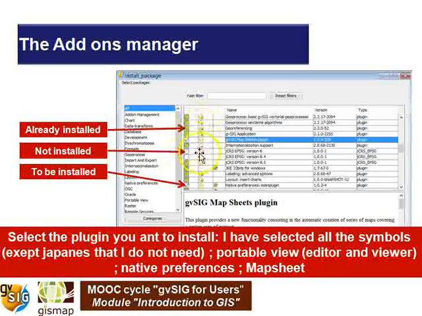So here you have the list. You can filter from here, or as well you can browse by theme, by categories, or you can click all. Here you see the already installed, the not installed, and those ready to be installed when you click on them. I select all the plugins except, let's say, the Japanese font that I don't need, but you can add it as well. And I have selected as well the portable view extension and the map sheet.